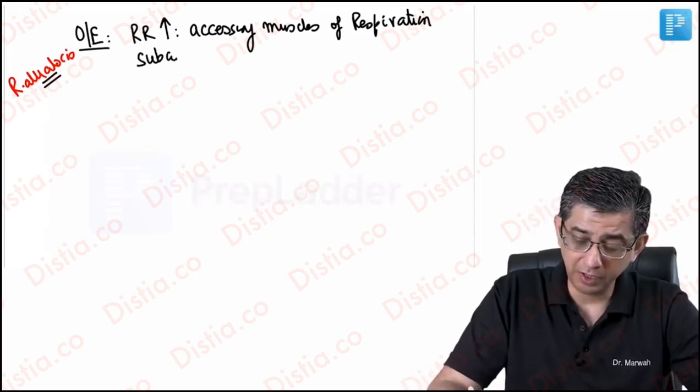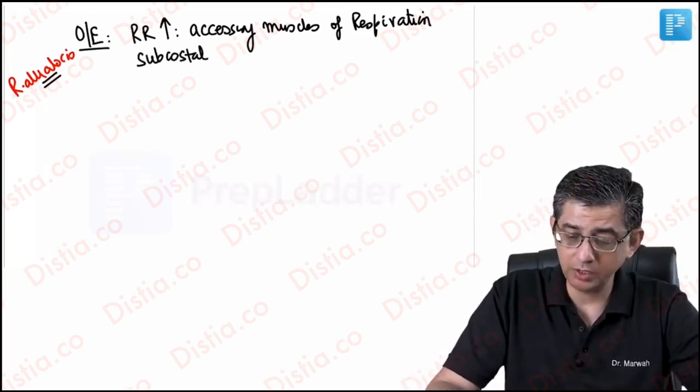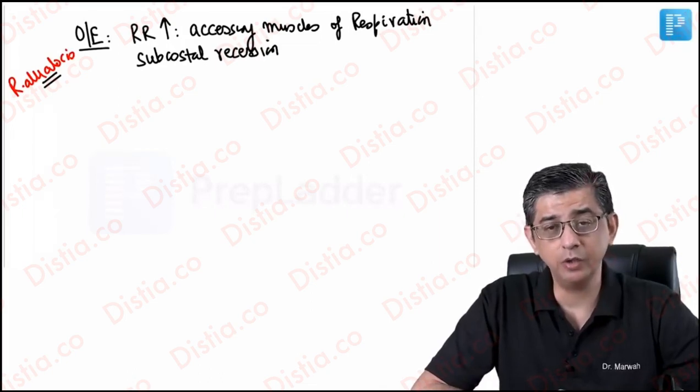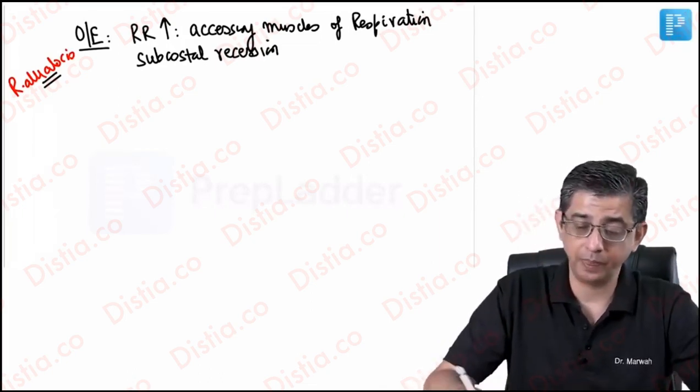The diaphragm is working overtime, so you will notice that the lower part of the chest would be sucked inside every time the patient is breathing. So especially in children, it is easier to pick up subcostal recessions.